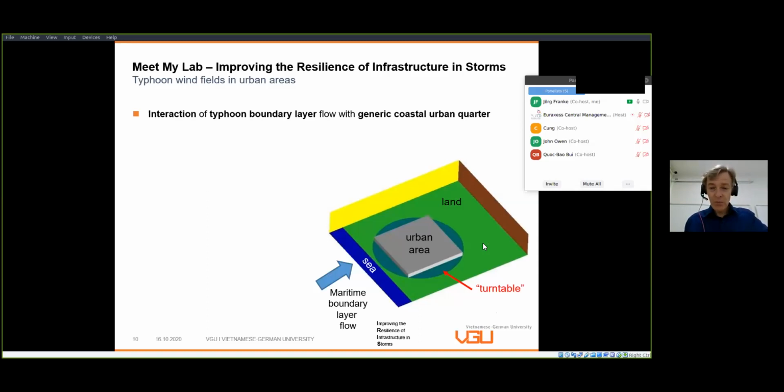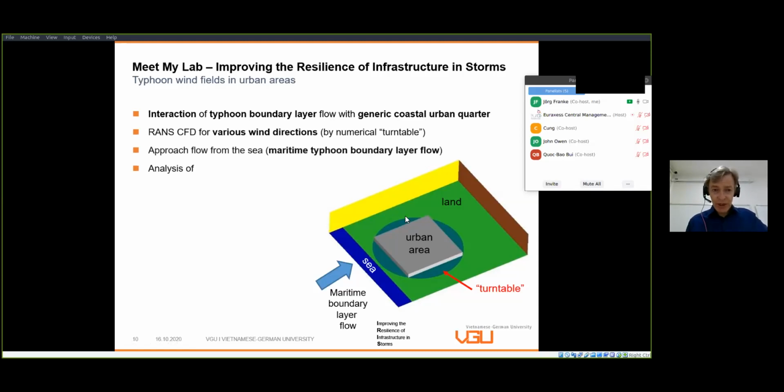So here is a model of what we are going to do. You see here, just as a block currently, a mock urban area, so just a generic urban area. We will put it on a numerical turntable so that we can turn the area towards the wind, which allows us to investigate these different wind directions, and the wind will always be coming from the seaside, so that we only have to take into account a maritime boundary layer flow for this one.